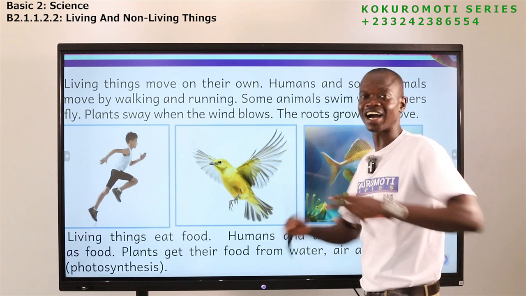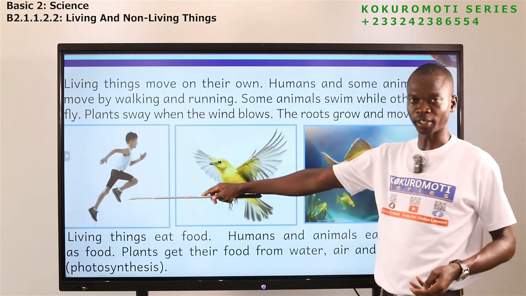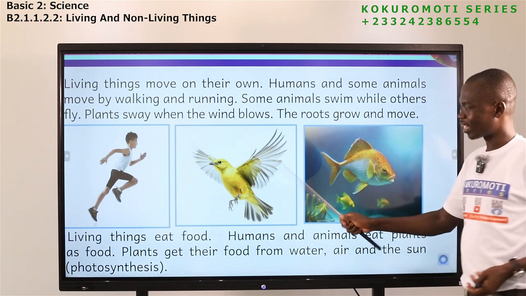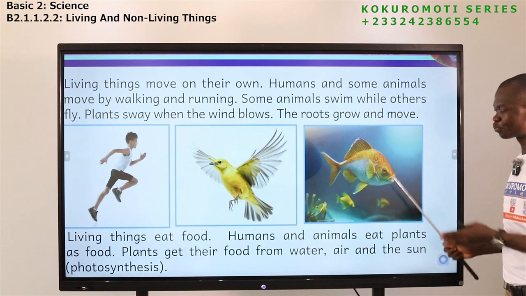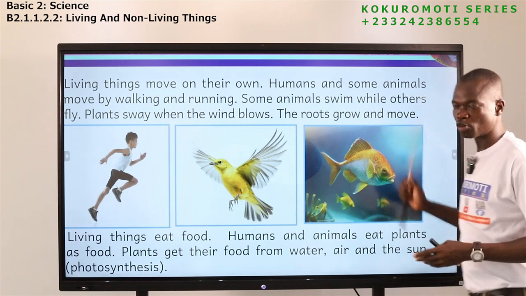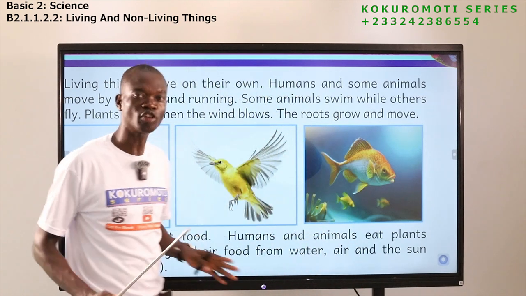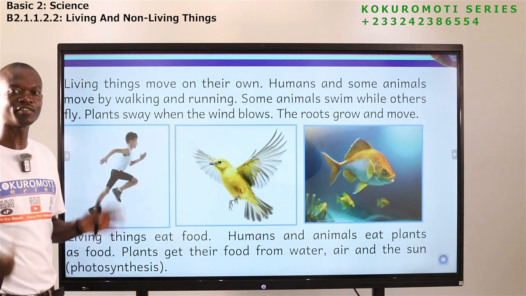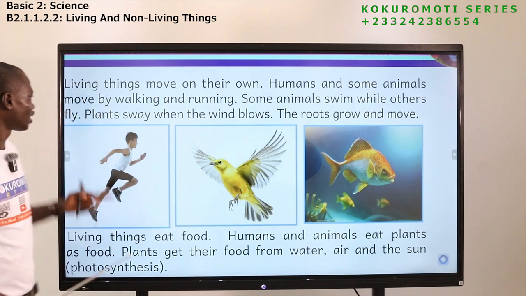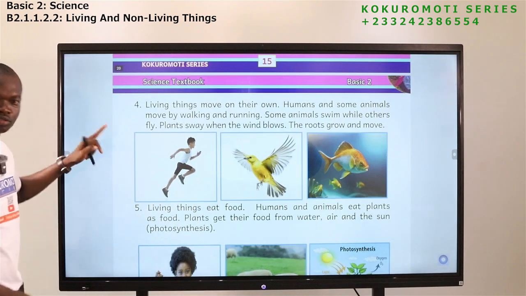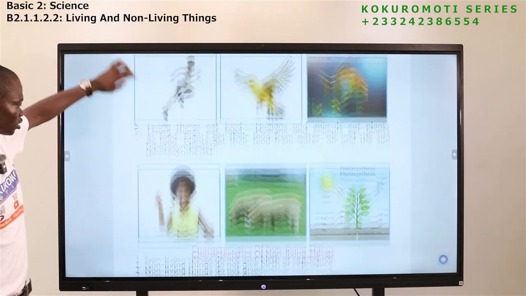Living things move on their own. Nobody is pushing this boy. Nobody is pulling this boy. Nobody is forcing this bird or pushing it. Nobody too is pushing this fish. They are all moving on their own. So living things move on their what? Own. We are saying that living things, we grow. We reproduce. We move. Now let's continue.